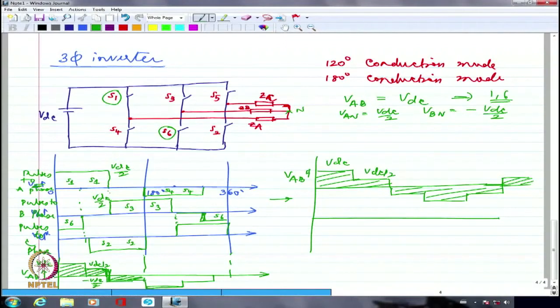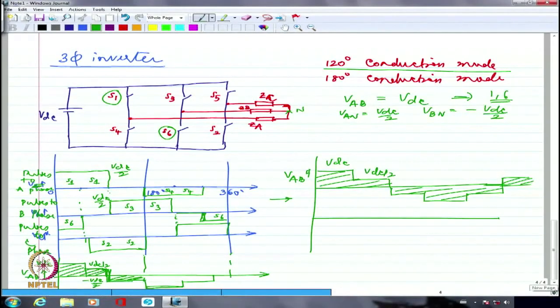Now this is for 120 degree conduction mode. What we analyzed now was 120 degree conduction mode. In 120 degree conduction mode, what I look at is the load phase voltage that will have either VDC level, VDC by 2 level or 0 level. We don't have anything in between. Whereas the line-to-line voltages are going to have 3 levels basically. And there is no 0 voltage interval at all in any of the line-to-line load voltages.